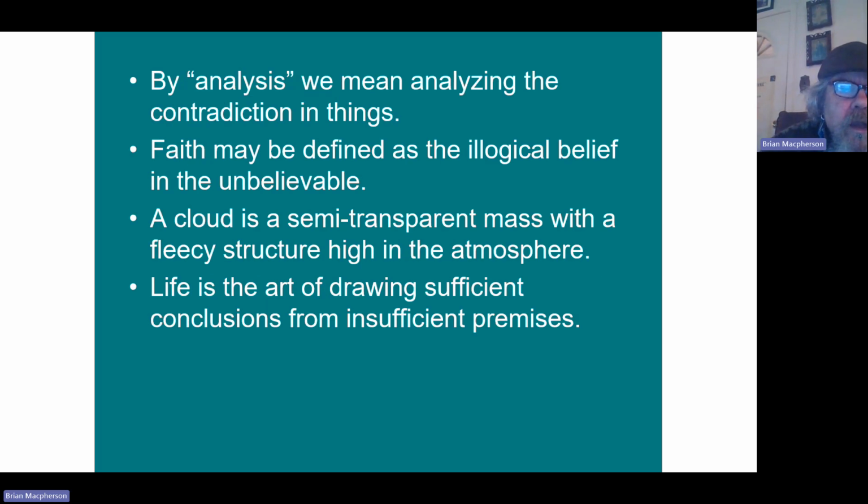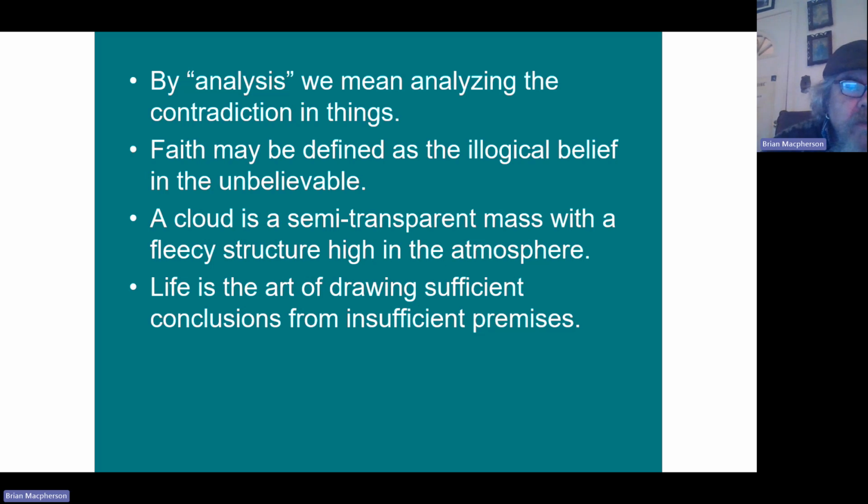Okay. A couple more examples. By analysis, we mean analyzing the contradiction in things. Okay. This, I believe, was Engels, perhaps, a follower of Marx. Does everybody agree that this is circular? I'm defining analysis in terms of itself, which is a circular definition. By analysis, we mean analyzing the contradiction in things. So it's clearly a circular definition.